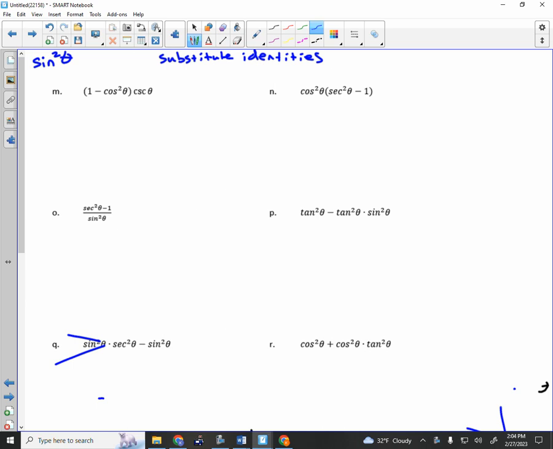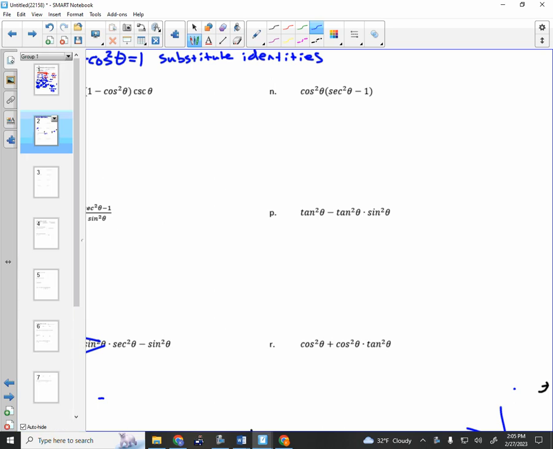Sine squared plus cosine squared is equal to 1. That was the most important formula. You used it many times on your first test, third quarter. Is it amazing what we forget? Yeah. So let's look at that.